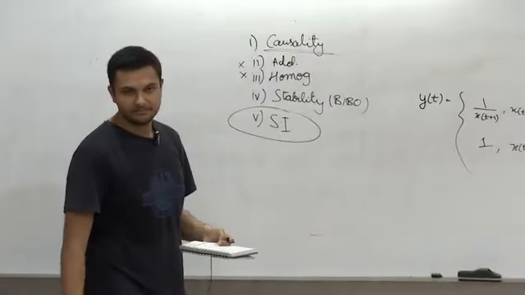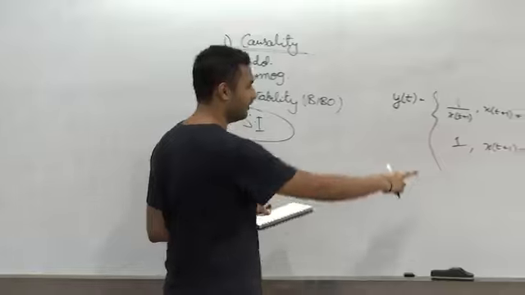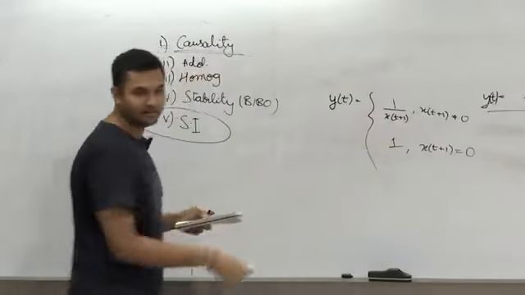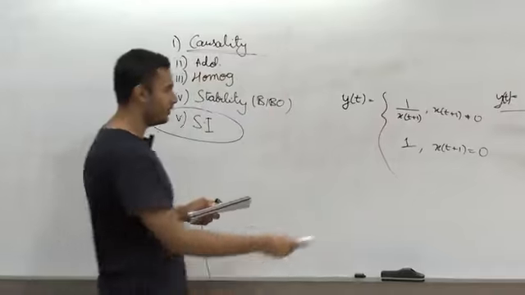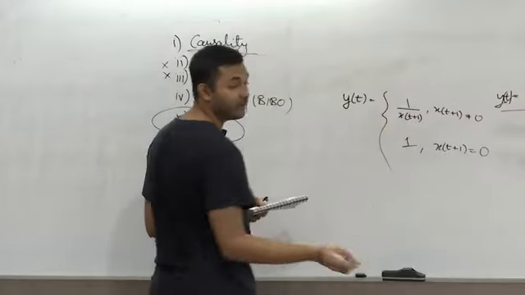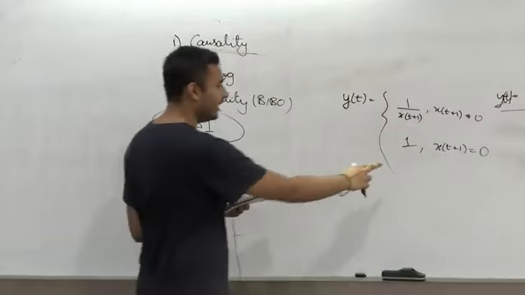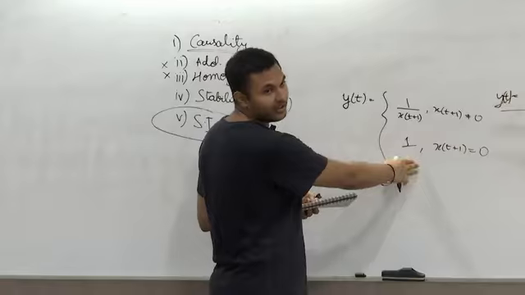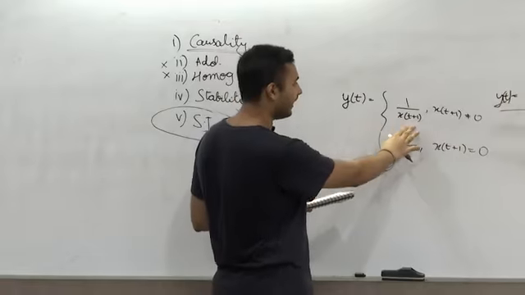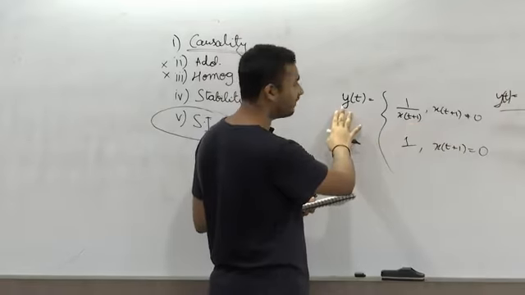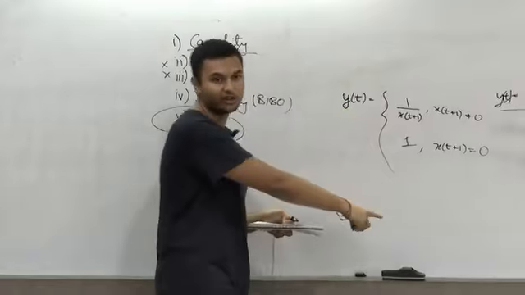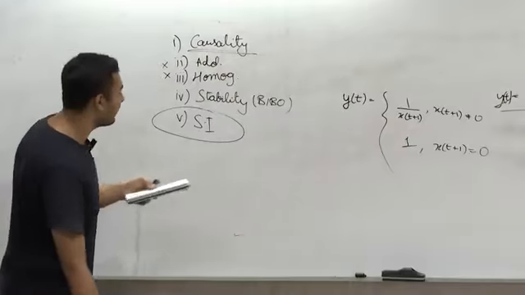Is it causal? It's not causal because it depends on t plus 1. Is it additive? Clearly it's not additive because x of t is in the denominator. It would be homogeneous if this value was 0. But now because this is non-zero, if I scale x of t with some constant and I scale y of t with some constant, then this constant is also going to change. So I won't get y of t minus t0.